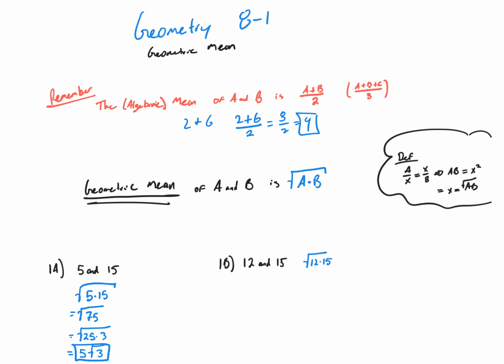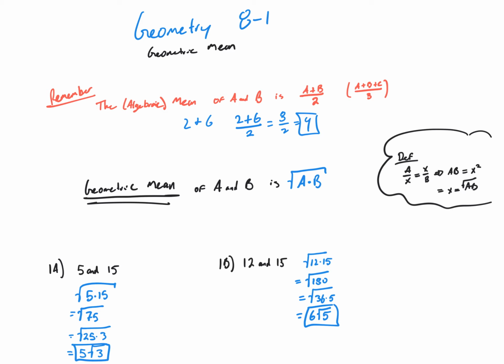Okay. Over here, if I did 12 and 15, that's going to be the square root of 12 times 15, which equals the square root of 180, which is the square root of 36 times 5, which is 6 square roots of 5. That would be our answer for that one.